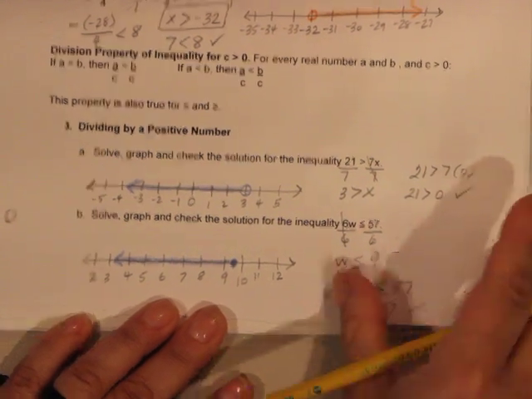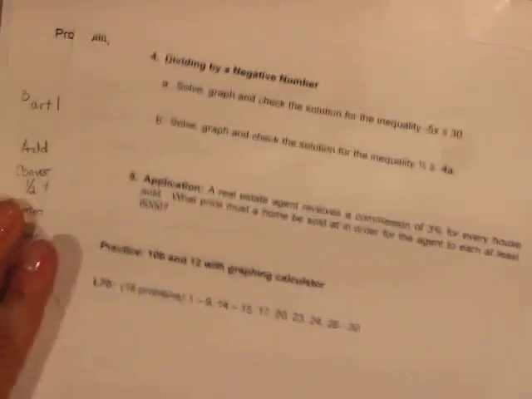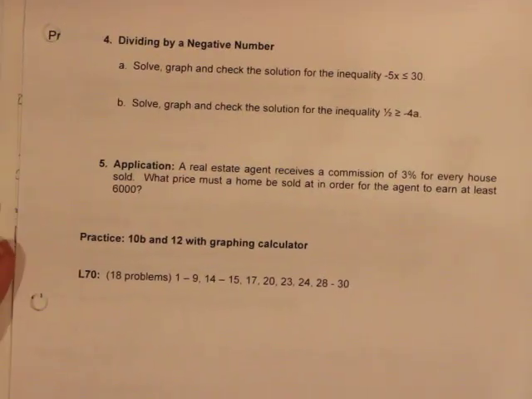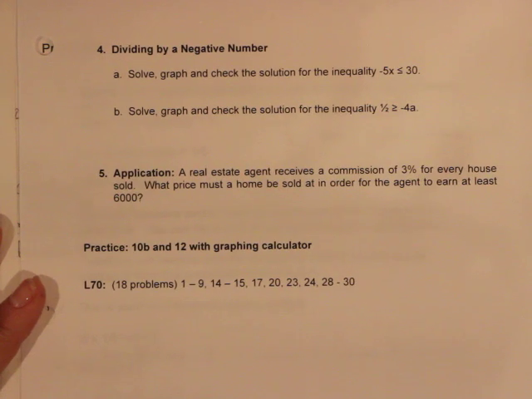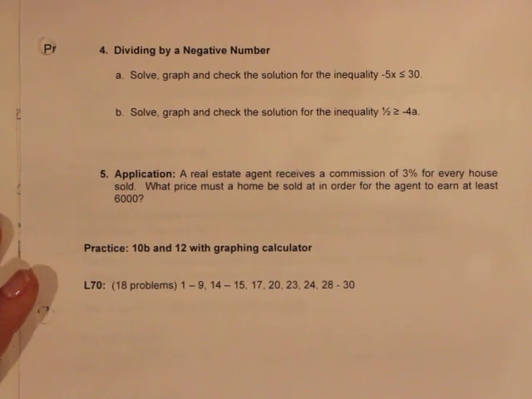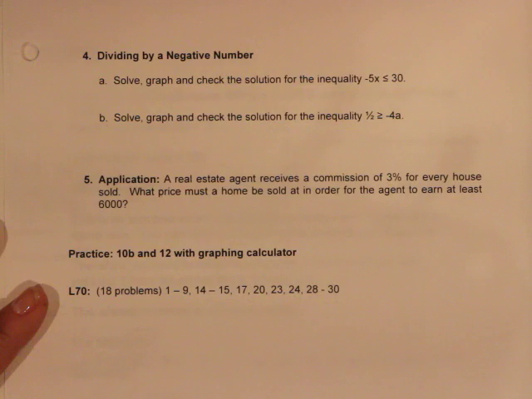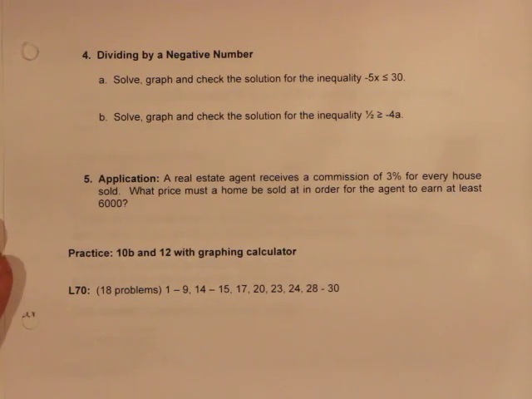Fantastic. All right, what do you think we're doing next? I bet you guessed it. We just divided by positive numbers. Now we're going to go ahead and divide by negative numbers. When we divide by a negative number, we're going to have that same flip in the direction of the inequality.